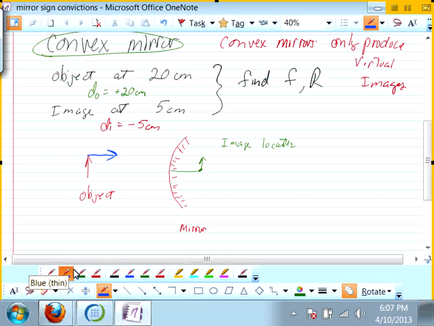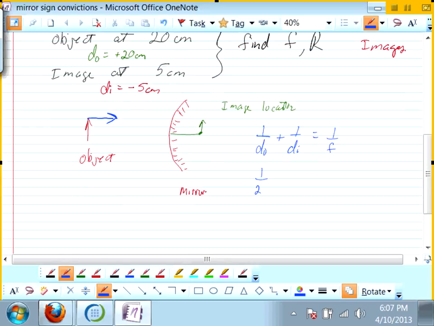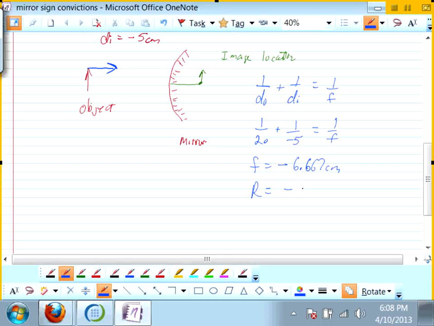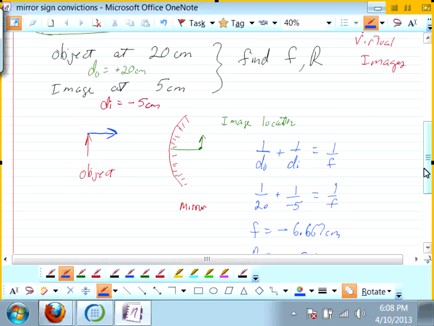Now we're going to put that into our mirror equation: 1 over dO plus 1 over dI is equal to 1 over F. We'll find F that way. 1 over 20 plus 1 over minus 5 is equal to 1 over F. And we find that F is negative 6.667 centimeters, and R is equal to negative 13.33 centimeters. Everybody happy with that?